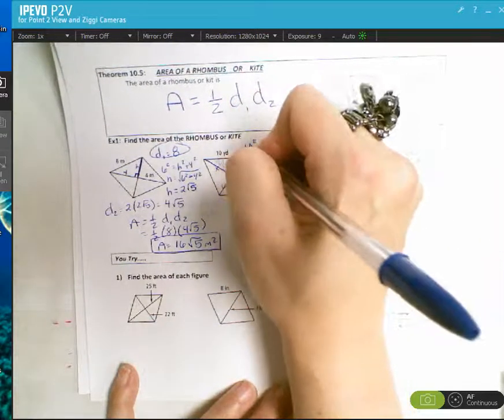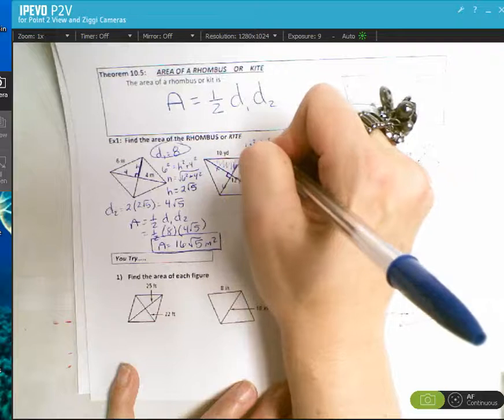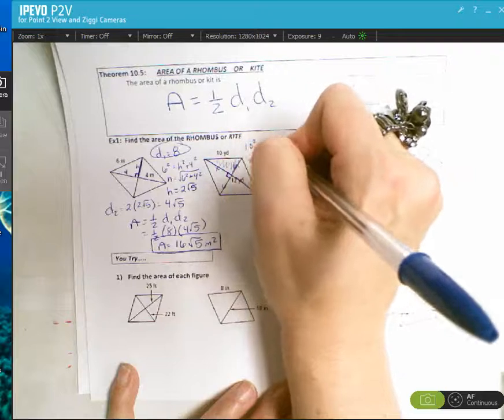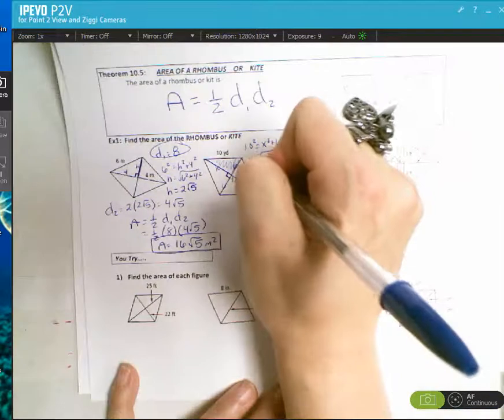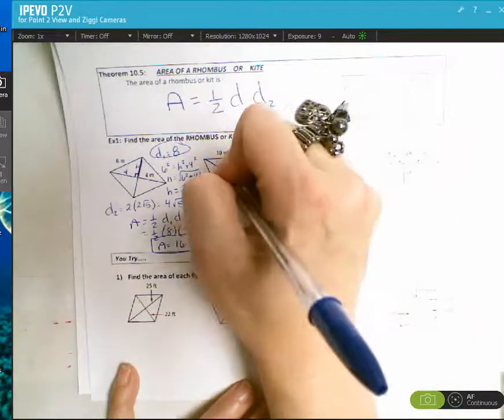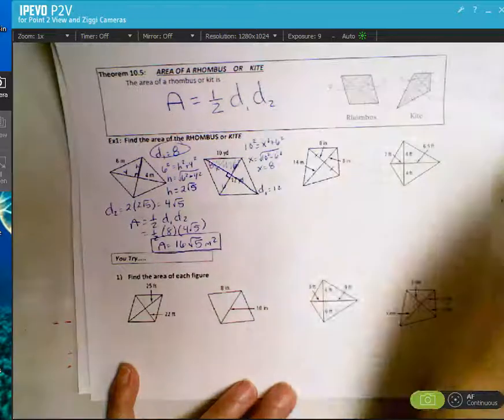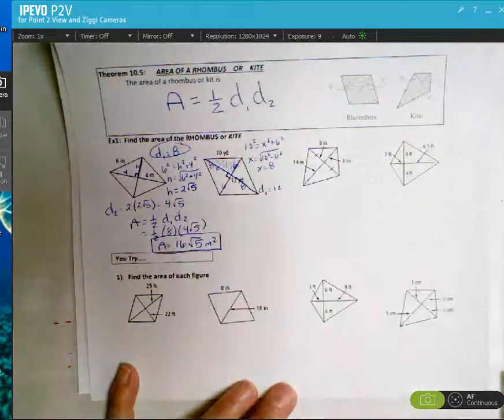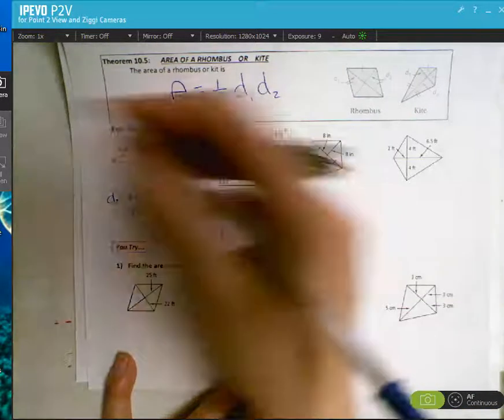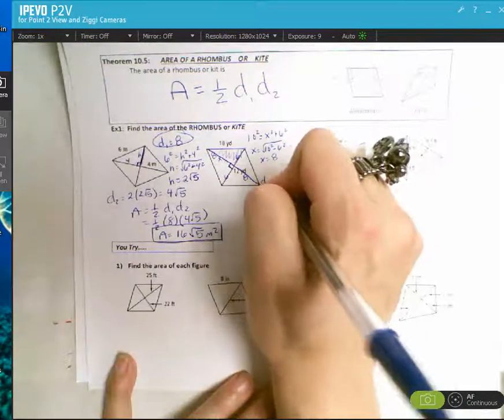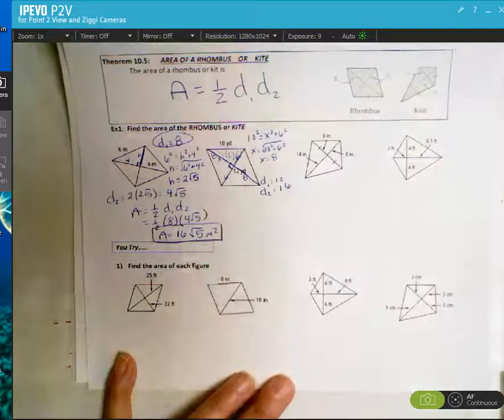So that means x is equal to the square root of 10 squared minus 6 squared. So x is equal to 8. That's just this piece here. So if this piece is 8, then this piece is 8. So that means my diagonal is 8 plus 8, which is 16.